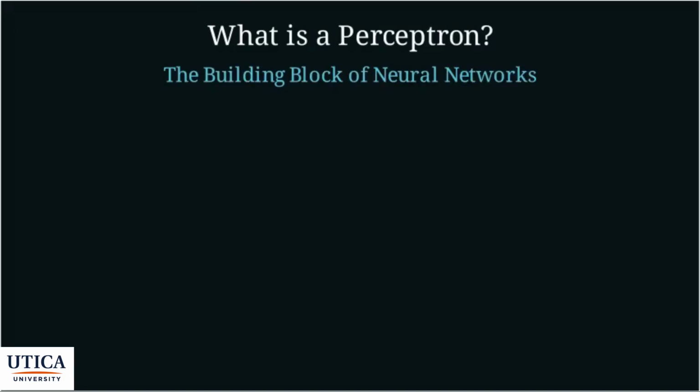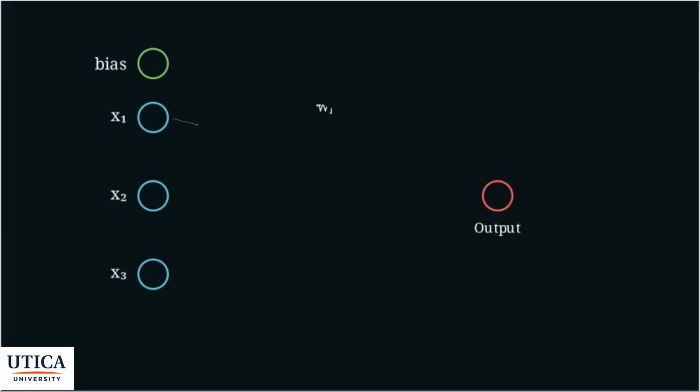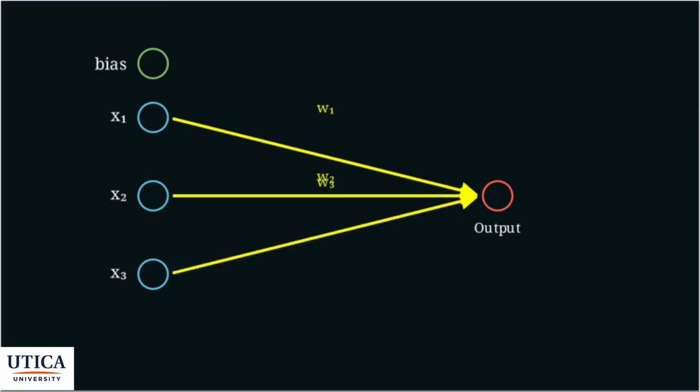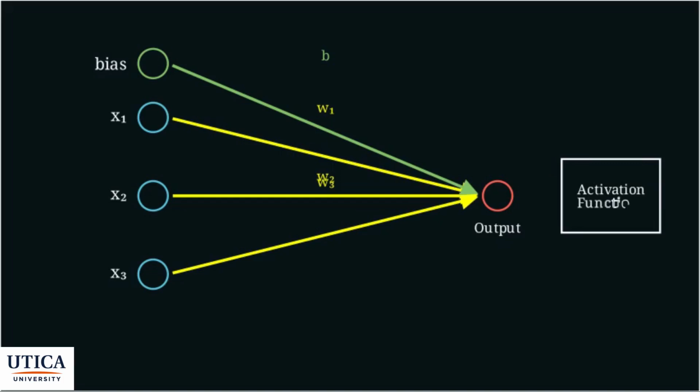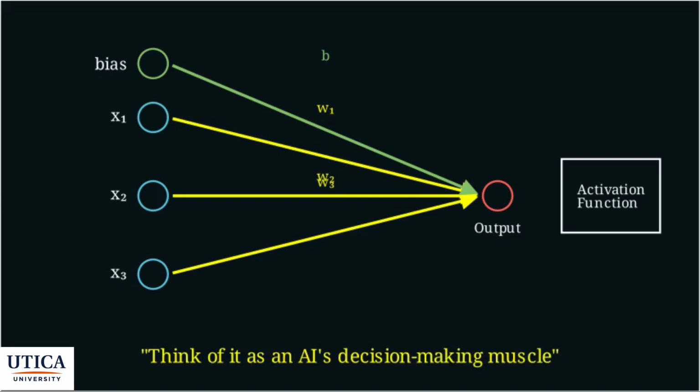Think of a neuron as AI's decision-making muscle. Just like our brain's neurons, it takes multiple inputs, weighs their importance, and makes decisions. Here's how it works. These input nodes receive different pieces of information. Each connection has a weight. Think of it as how important the input is in the final decision-making process. There's also bias nodes, which act like a threshold for making decisions. Finally, the activation function determines the final yes or no output.